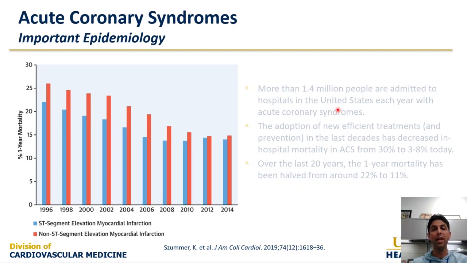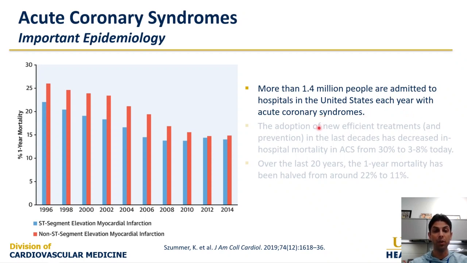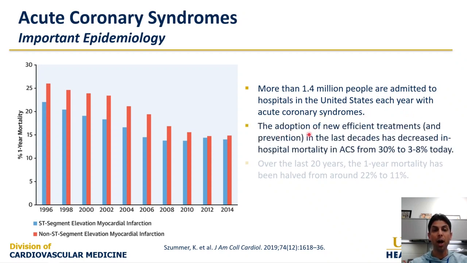So despite the extensive progress that has taken place, more than 1.4 million people are admitted to hospitals in the United States each year with acute coronary syndromes. However, with the adoption of new efficient treatments and prevention in the last decades, in-hospital mortality in acute coronary syndrome has decreased from 30% to 3 to 8% today. And over the last 20 years, the one-year mortality has been halved from around 22% to 11%.